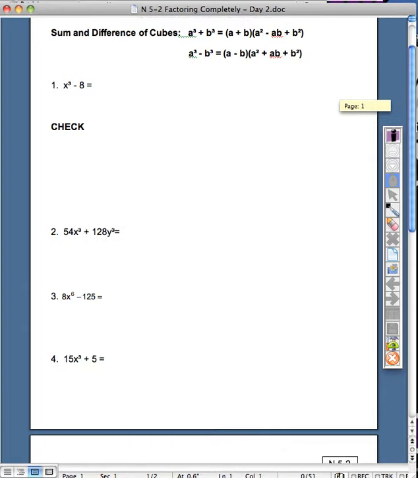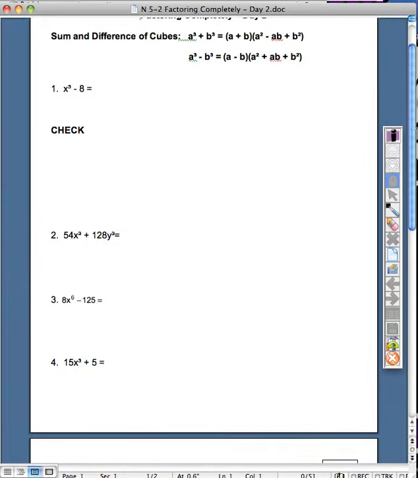All right, we're on our second day of factoring. Okay, we're going to move this up. And what you need to look at today is the sum and difference of cubes. Before, we had a difference of squares, where it was a squared minus b squared. Now you're going to be able to hopefully recognize if you have a cubed plus b cubed, or a cubed minus b cubed. And this is the way you factor them.